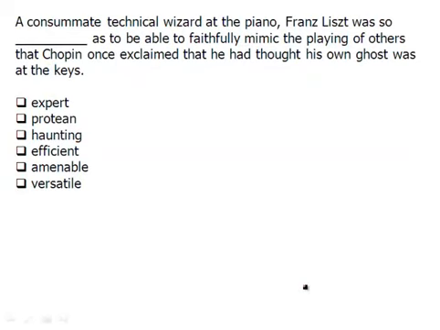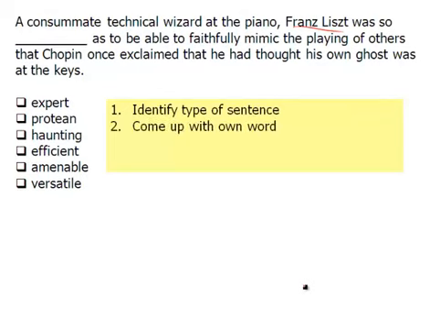"A consummate technical wizard at the piano, Franz Liszt was so blank as to be able to faithfully mimic the playing of others that Chopin once exclaimed that he thought his own ghost was at the keys." Okay, well, let's identify the type of sentence. There's no shifting going on, so it's not too bad. But in coming up with our own word here, we're going to see that this is difficult.